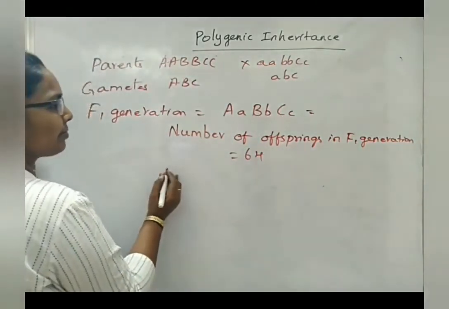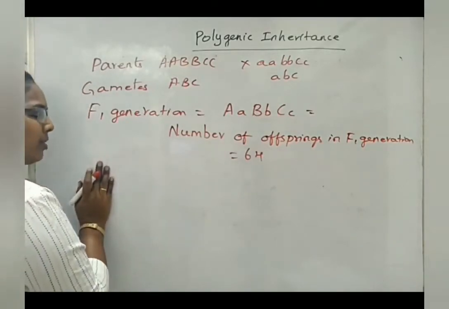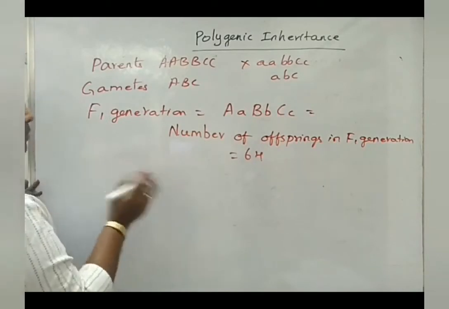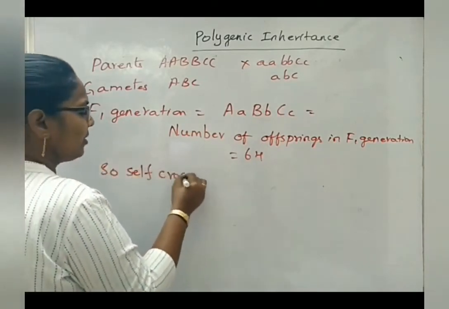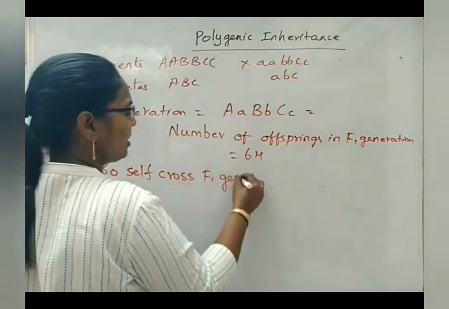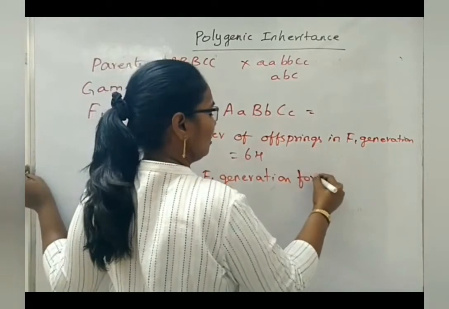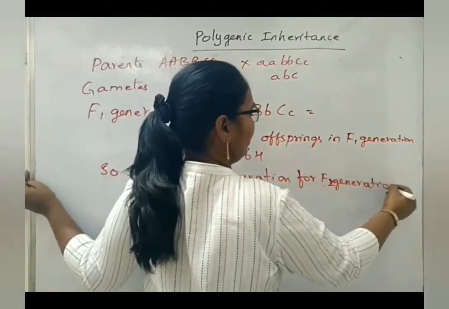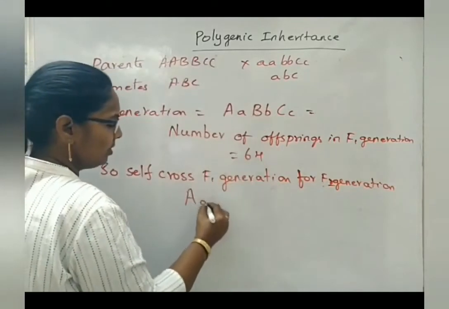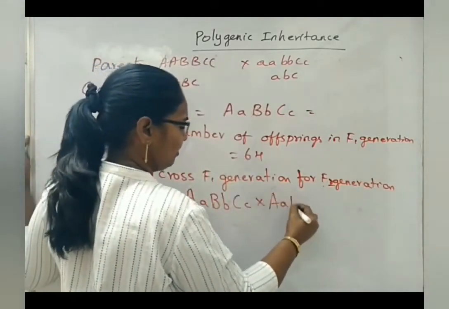Now, we always self-cross the F1 generation to obtain the F2 generation offsprings. So when we self-cross the F1 generation for obtaining the F2 generation, how do we cross this one? We cross such type of allele pairs like this.